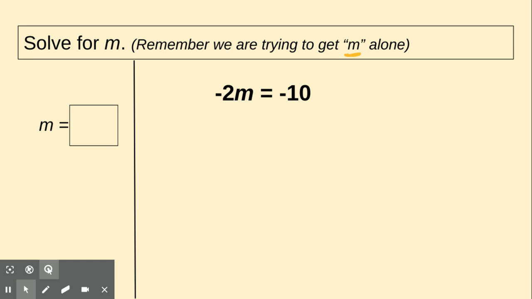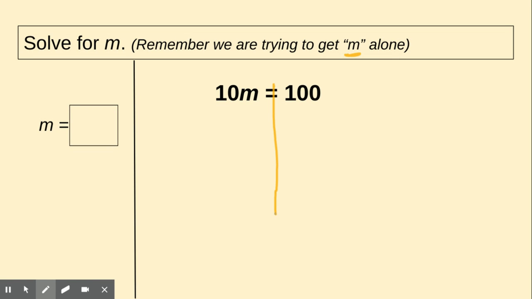Let's try another one together. 10m equals 100, or 10 times m equals 100. We are trying to get m alone. How am I going to get m alone? What am I going to do to this 10? Right now it's 10 multiplied by m. What is the opposite of 10 times m? The opposite will be dividing by 10. So we are going to divide both sides of the equation by 10. 10 divided by 10, those cancel each other out.